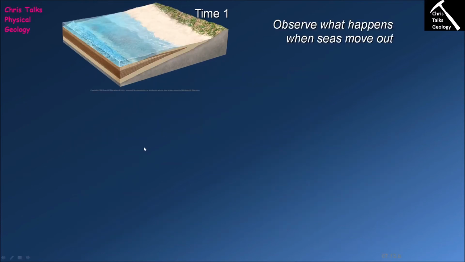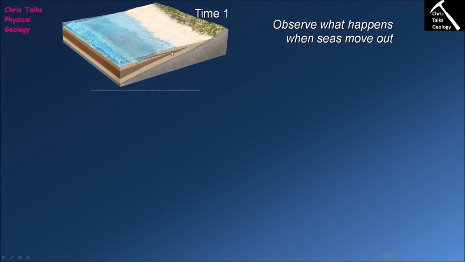So the question that you're probably asking is, well, what happens if the reverse happens? What happens if we have a marine regression? And a marine regression is when the sea comes off the land and moves back into the ocean basins. So here's our situation. So our coastline was initially up here. So we have our beach once again, and you can see that we have our distinct zones. So here's our sandy zone, here's our muddy zone, and here is our carbonate zone.